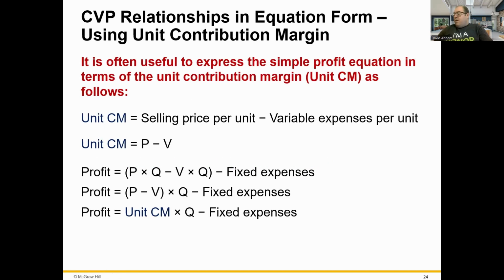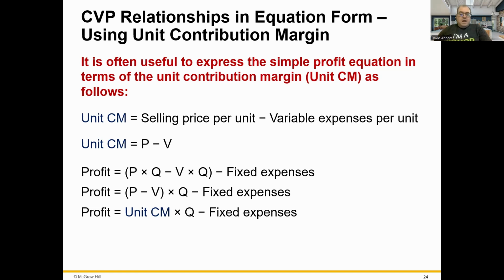So the profit equation can also be expressed in terms of the unit contribution margin. It's often useful to express the simple equation in terms of unit contribution margin. So the unit contribution margin is the selling price per unit minus the variable expenses per unit. That would be P, the selling price, minus V, the variable expense per unit.